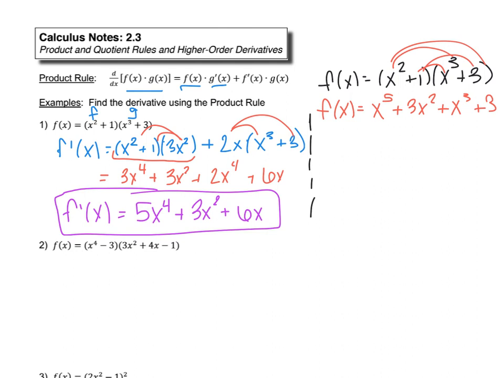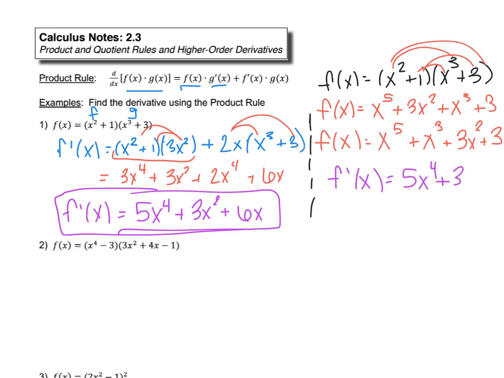And I think that's all I can do. I can rewrite that, so let me order this. Okay, so look what we have. I have expanded these two factors into this expanded form by distributing. Now if we apply the power rule, think about what would happen. We would get exactly what we got down here. So that would be 5x to the fourth plus 3x squared plus 6x plus 0. So you've got options here, and either one of these is perfectly fine.